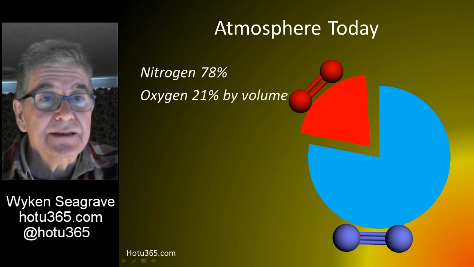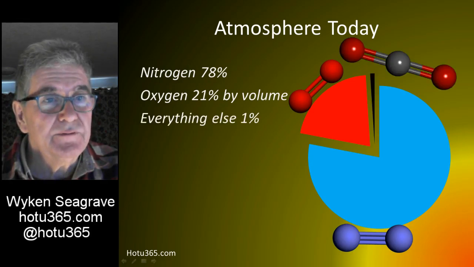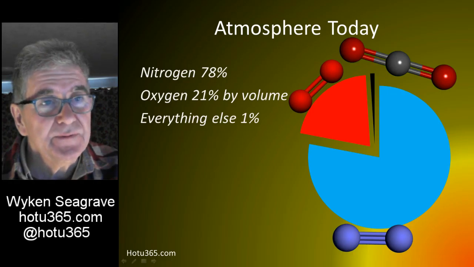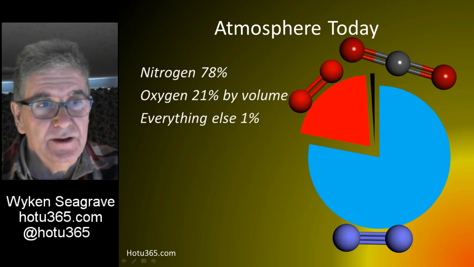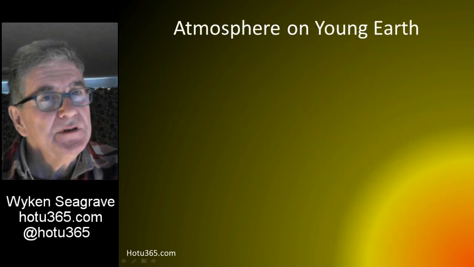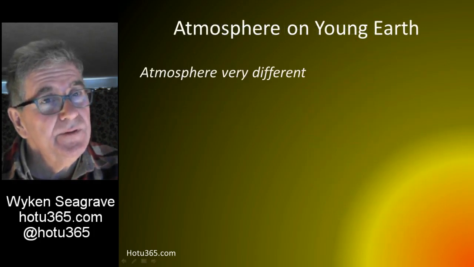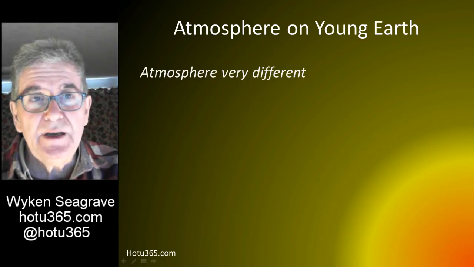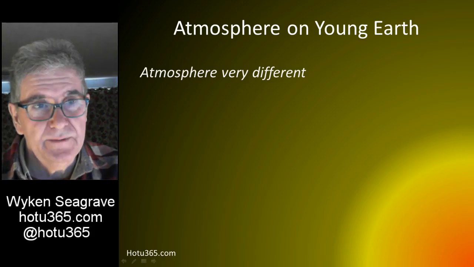Everything else in today's atmosphere makes up the remaining 1%. This, for example, is carbon dioxide. But the atmosphere on the young Earth was very different. It consisted of gases which had been the ices on stardust.